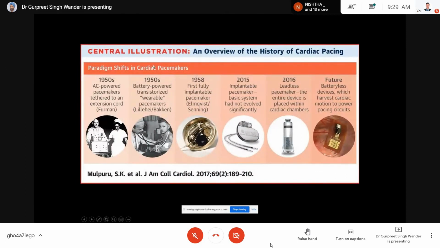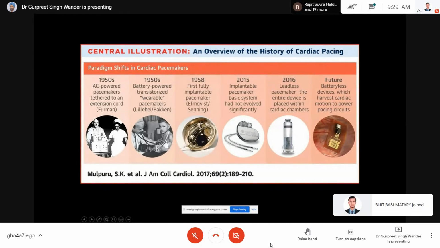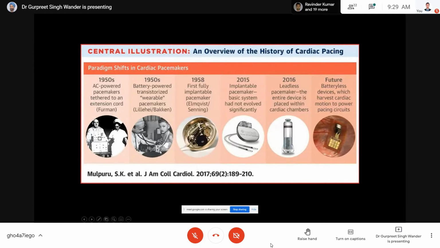So just to remind you, it was in the 1950s that these AC powered pacemakers came, but they were external. There was a cord which was external, and Dr. Furman actually started it all. Then Lillehei, a very big name in cardiac surgery, designed these wearable pacemakers, because they were worn. This is something like what an LVAD looks like today, because with some of the LVADs the battery is big and it has to be carried. I'm sure that will also get miniaturized over a period of time.